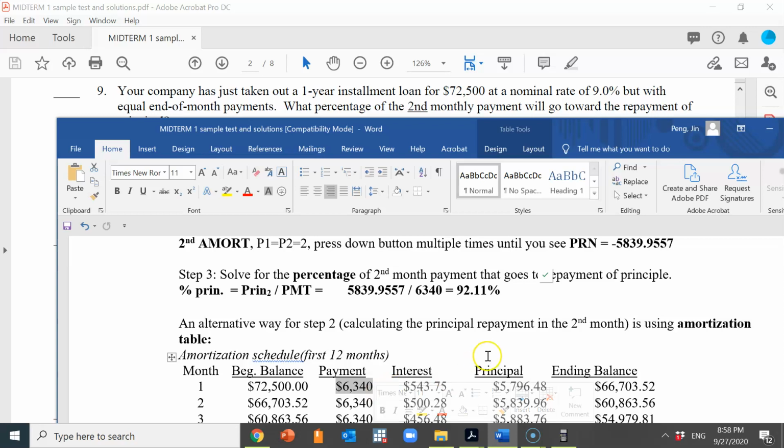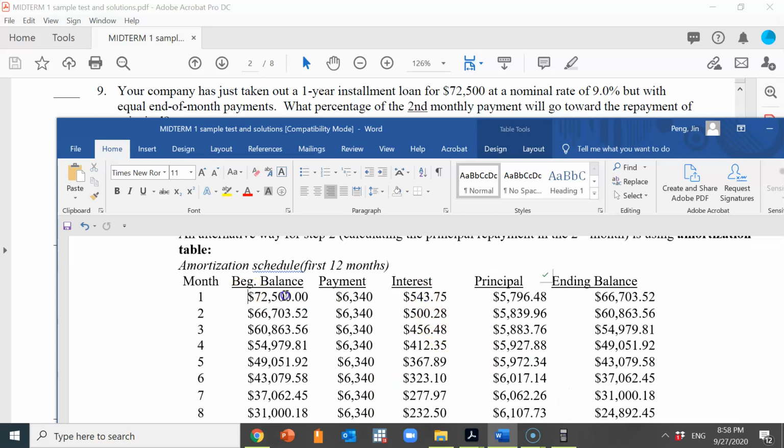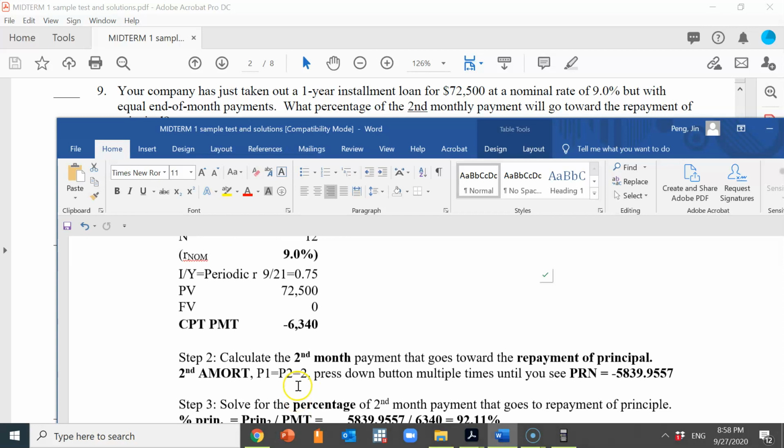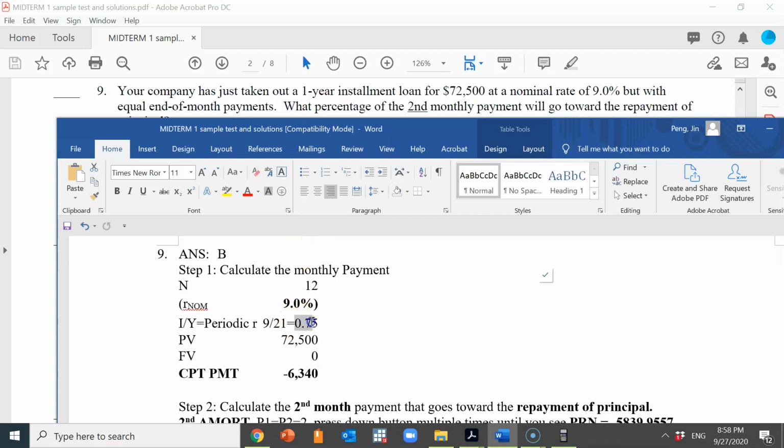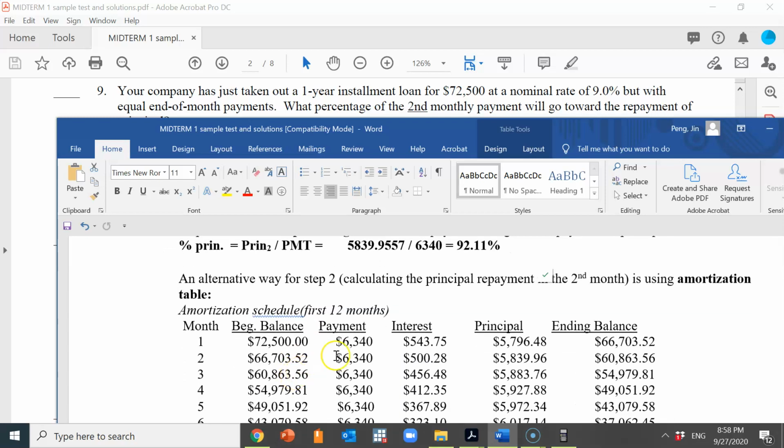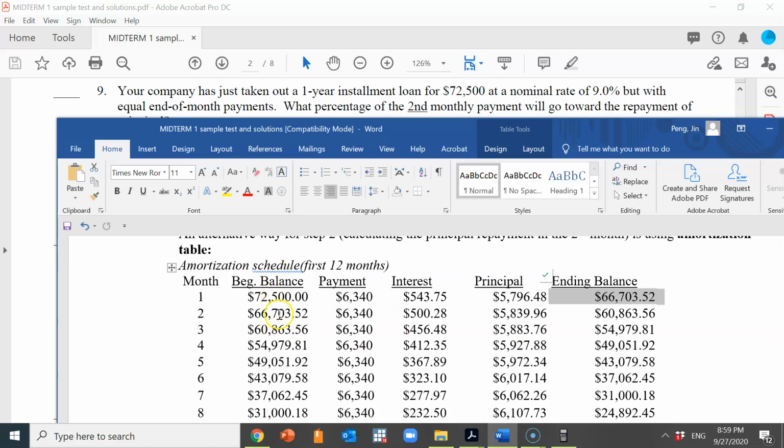The interest payments should be the beginning balance multiplied by the interest rate, 0.75% as the monthly rate. That gives us 543.75. Principal payments would be the total payments minus the interest payment. And the ending balance would be beginning balance minus principal payment. And then the beginning balance of the second month is going to be the ending balance of the first month.